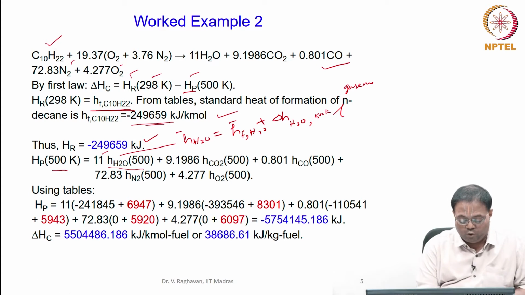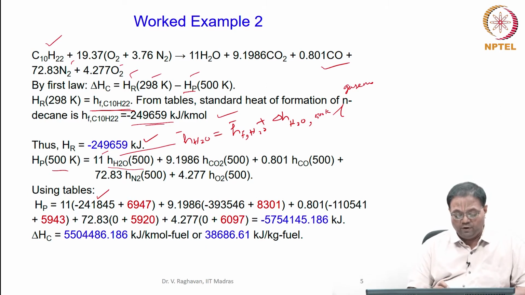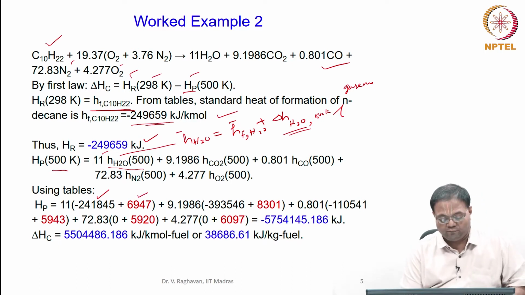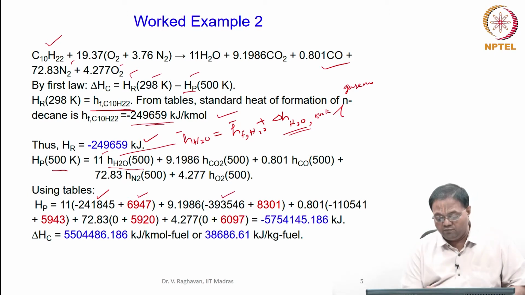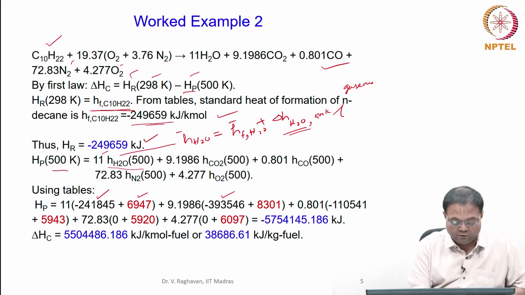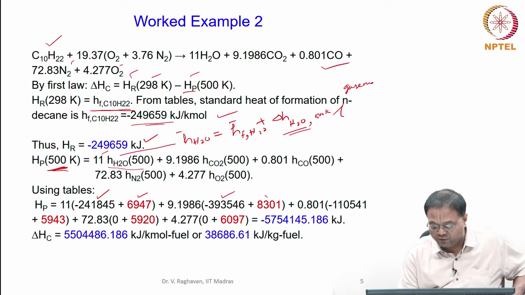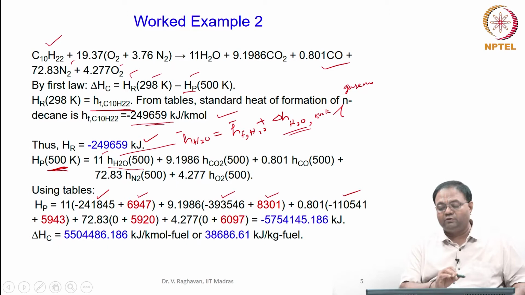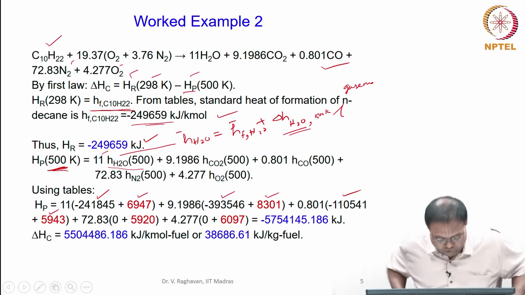For example, H2O enthalpy of formation is minus 241,845 and the sensible enthalpy, which I have given here, is 6947. Similarly, for CO2, enthalpy of formation is minus 393,546 and the sensible enthalpy taken from the tables corresponding to 500 Kelvin is 8301. Similarly, for CO, enthalpy of formation is minus 110,541 and the sensible enthalpy is 5943.